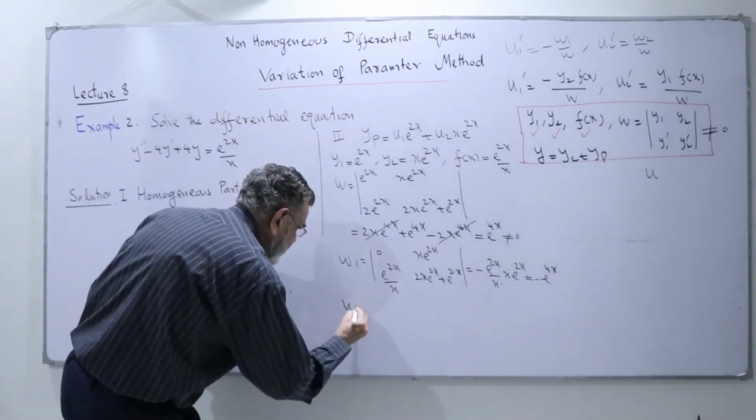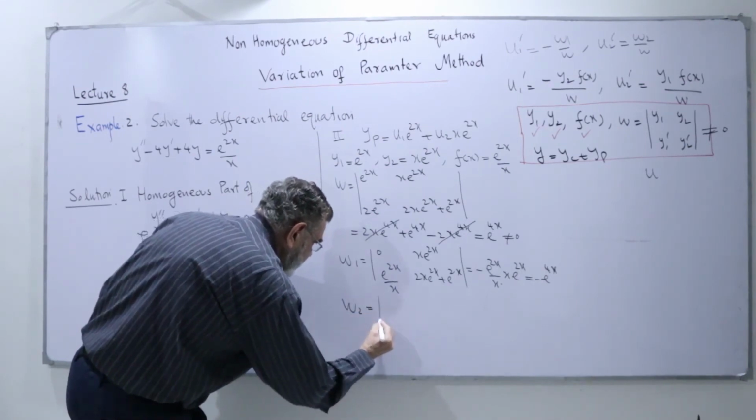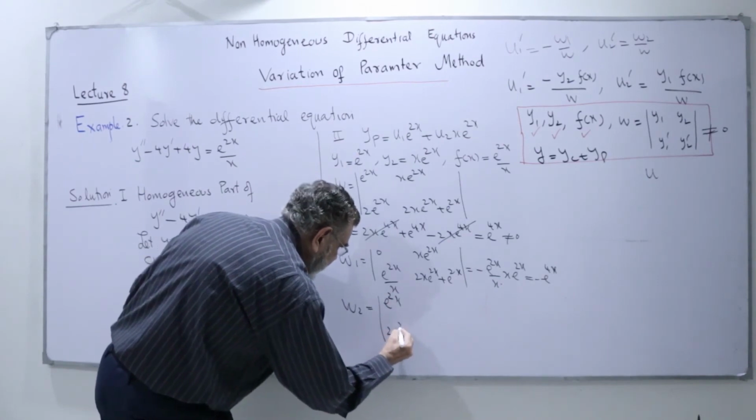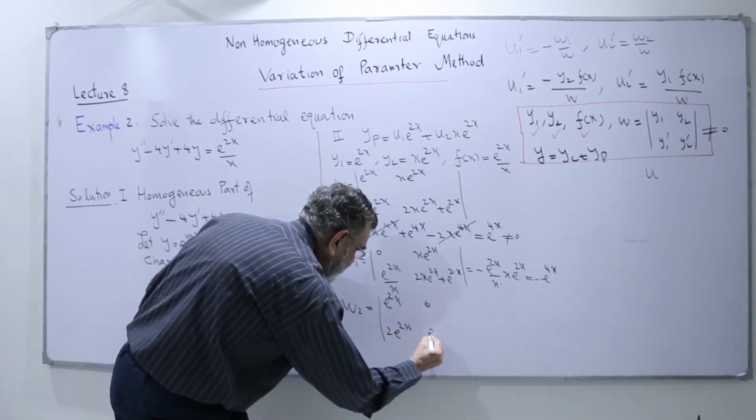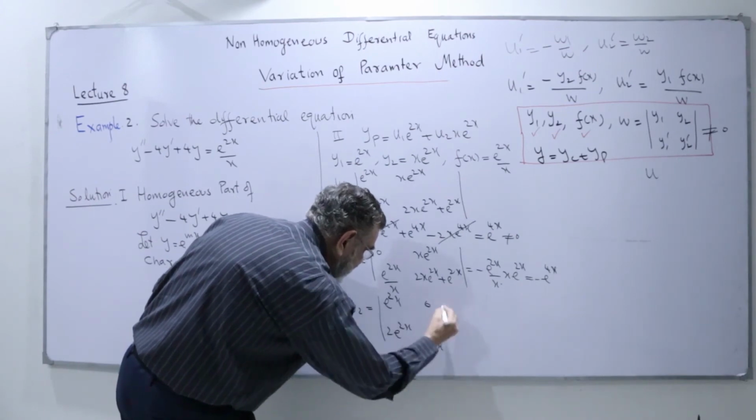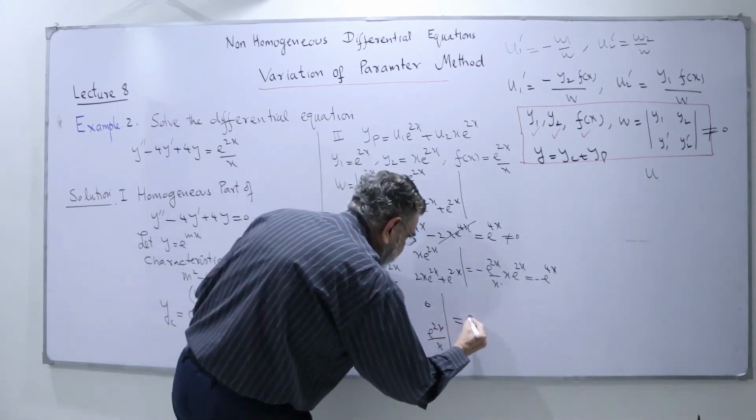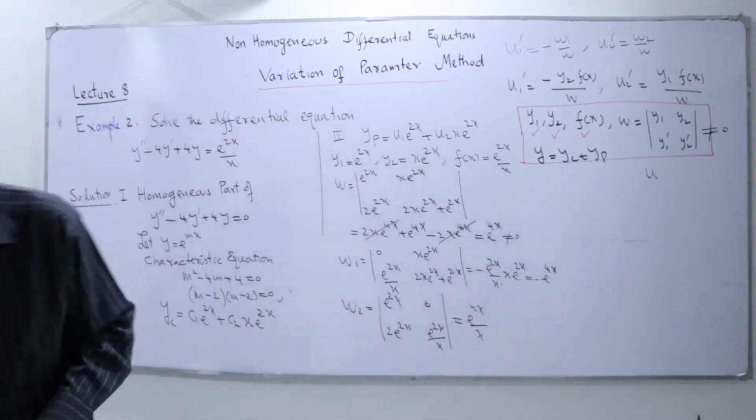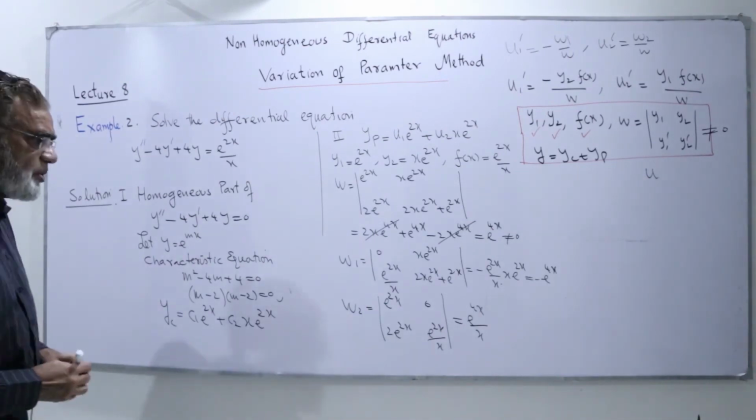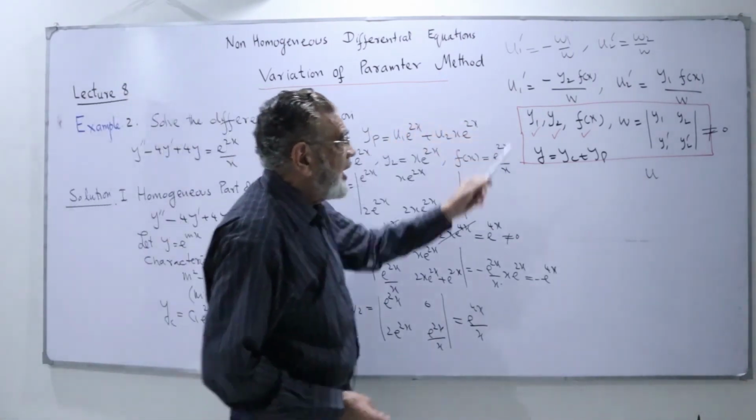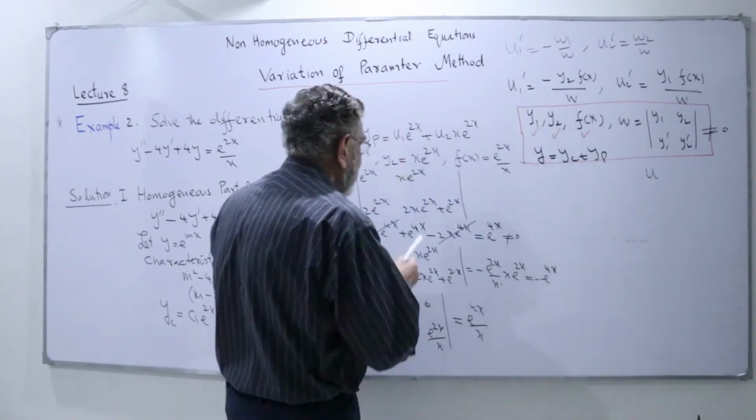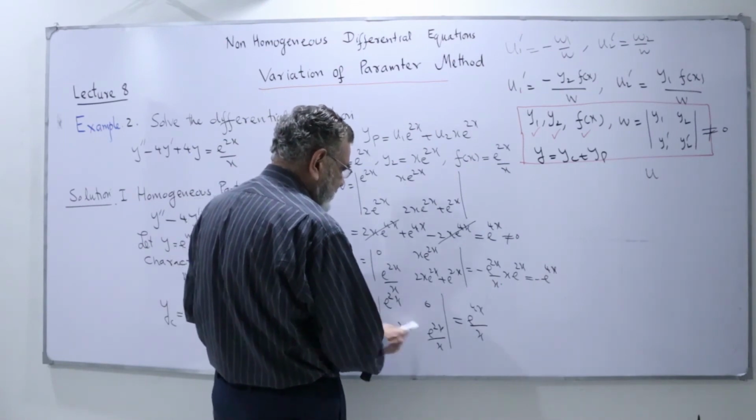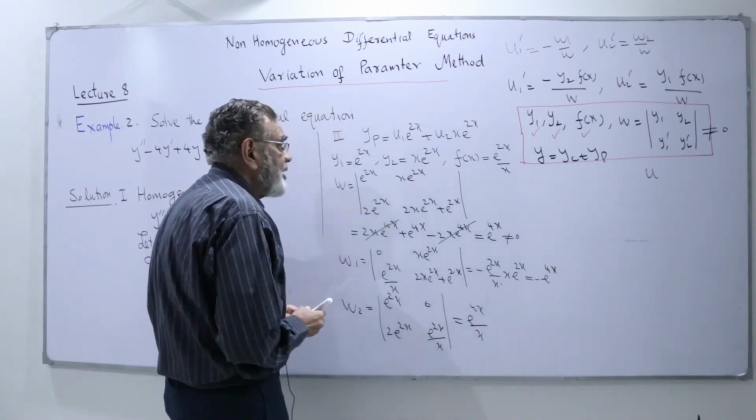Now we find w2. My w2 has y1 dash in the first column, and then 0, f of x, where f of x is e to power 2x over x. We solve this and get e to power 4x over x, because the other term gives 0 contribution and we have only this contribution. This is the same as y1 f of x, with y2 f of x having the minus sign, same as we discussed there.